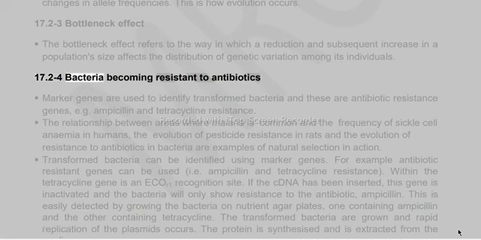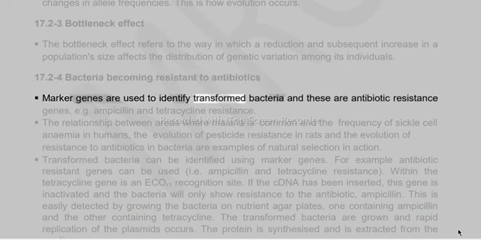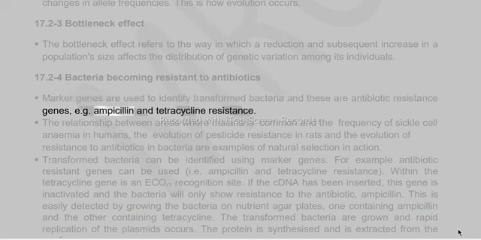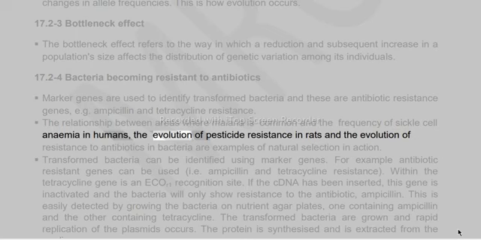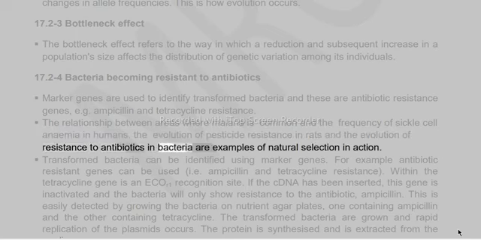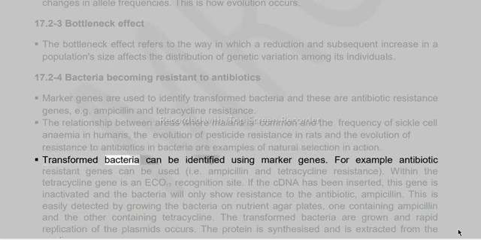17.2 to 4 Bacteria becoming resistant to antibiotics. Marker genes are used to identify transformed bacteria, and these are antibiotic resistance genes, e.g. ampicillin and tetracycline resistance. The relationship between areas where malaria is common and the frequency of sickle cell anemia in humans, the evolution of pesticide resistance in rats and the evolution of resistance to antibiotics in bacteria are examples of natural selection in action. Transformed bacteria can be identified using marker genes.